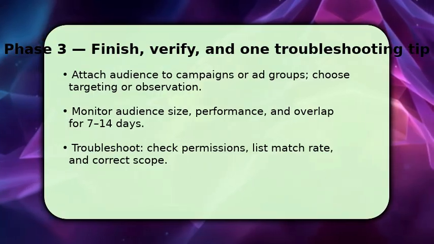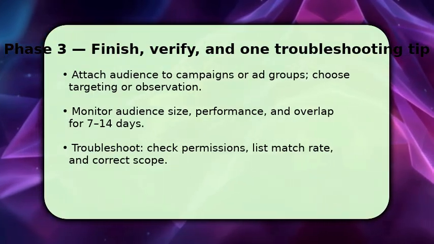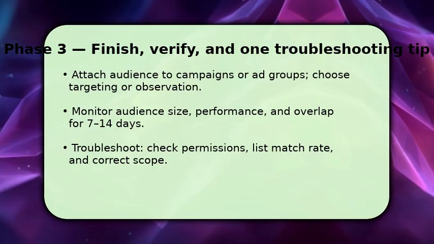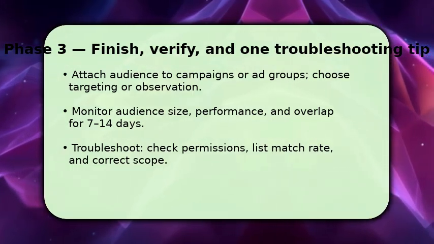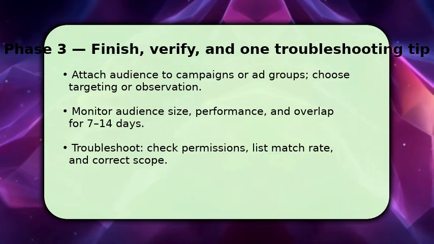If things go wrong, check account permissions, confirm uploaded list match rate, and verify you set the correct scope, campaign versus account. If match rates are low, reformat identifiers.